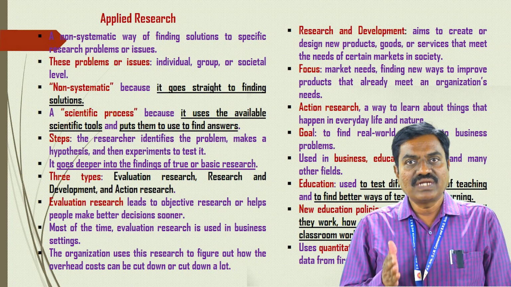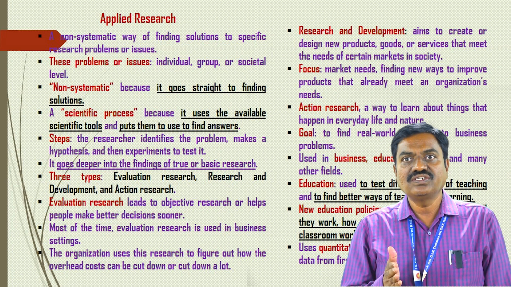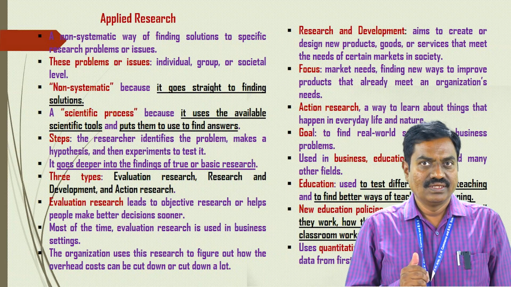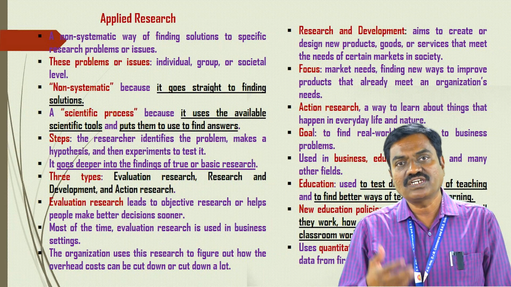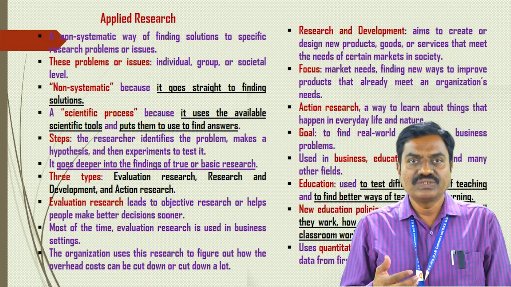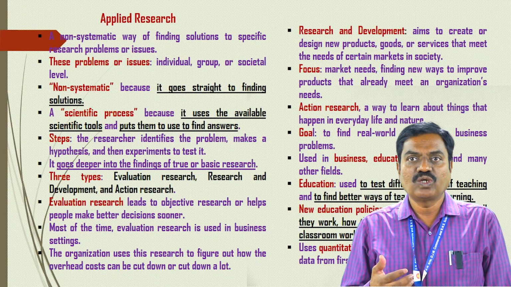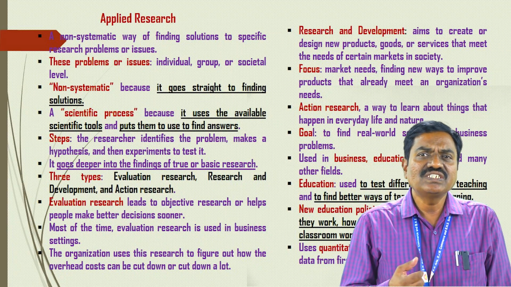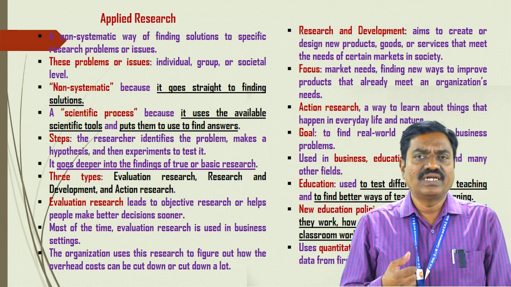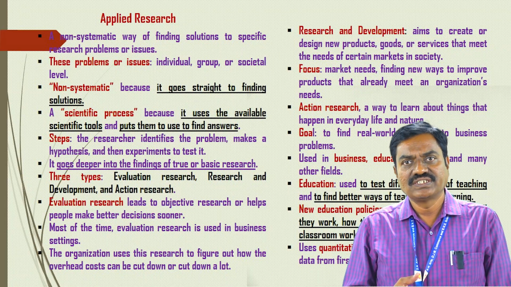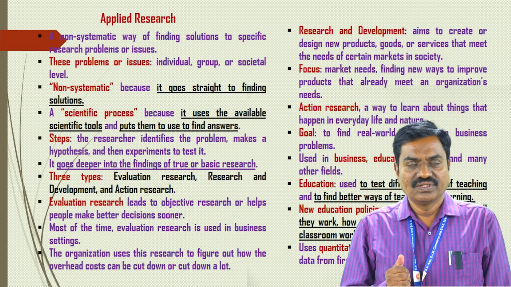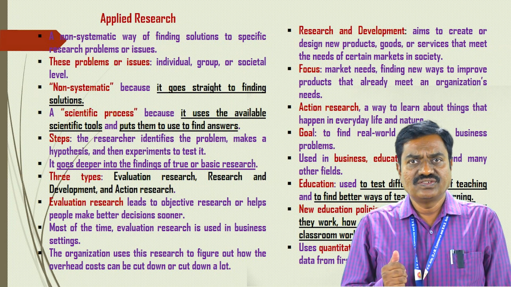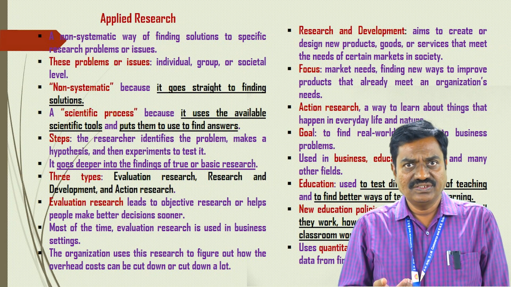The second type of applied research is research and development. This research aims to create or design new products, goods, or services that meet the needs of certain markets in society. It focuses on the market needs, finding new ways to improve products that already meet an organization's needs. The third type of applied research is action research.